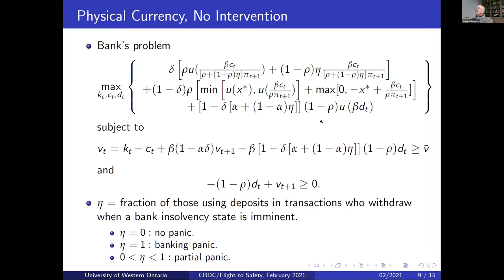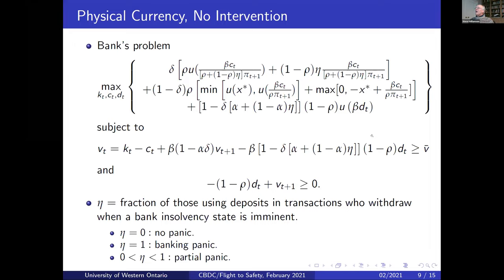Then there's probability one minus rho eta that I withdraw if I'm somebody who needs deposits for transactions. Then I just hold the currency until the next centralized market, and this is the payoff I get. Then we've got probability one minus delta rho, for the cases where you're in the good state and I need currency, and this is my payoff. I won't explain that. Then there's everything else, which is the probability for a bank depositor who needs the deposits to make a transaction that the bank doesn't fail, and then they get this payoff.